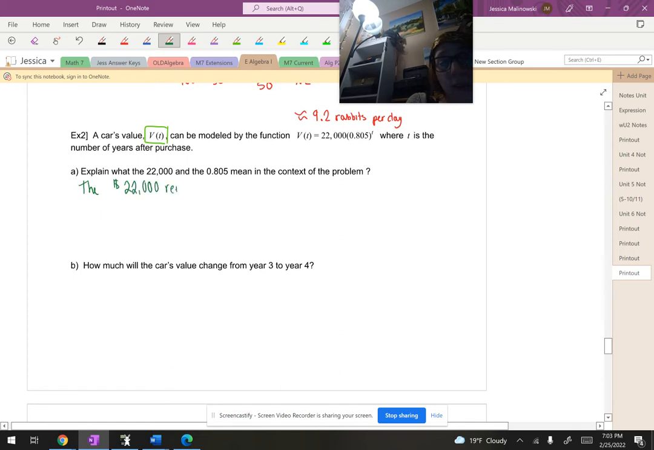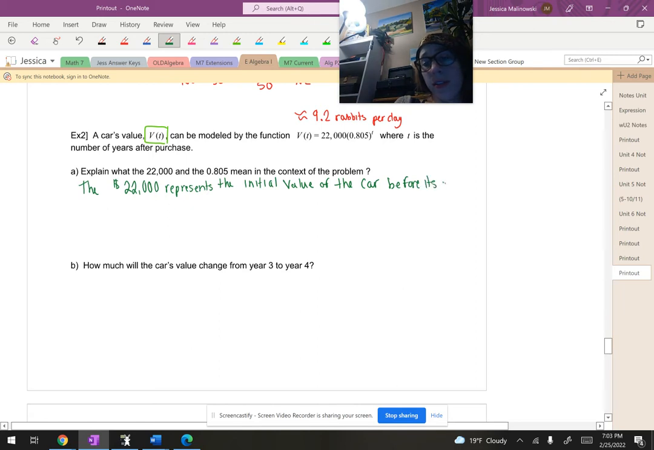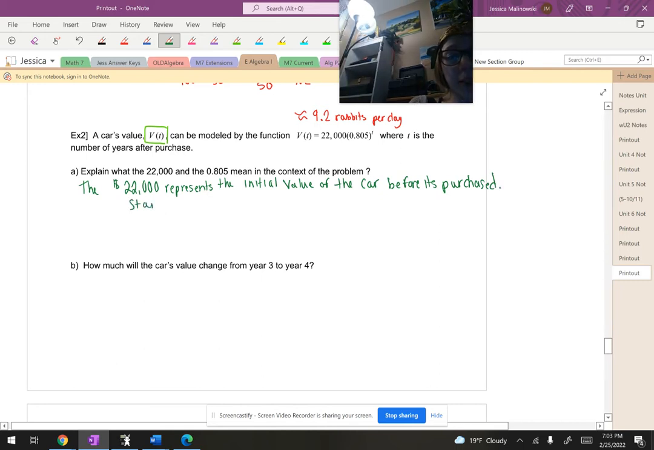22,000 represents the initial value of the car before it's purchased. That's the starting value.